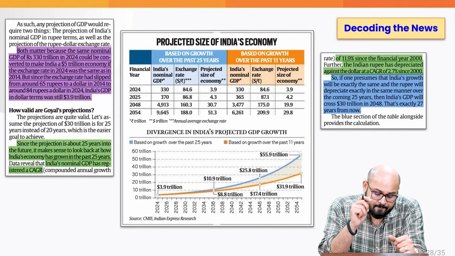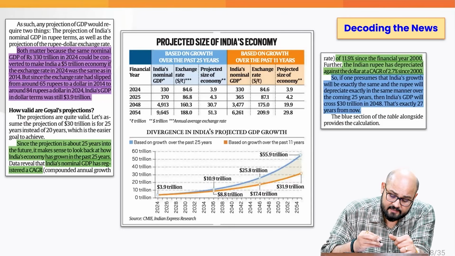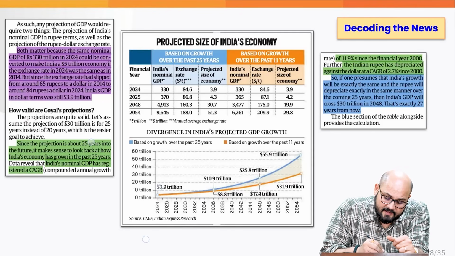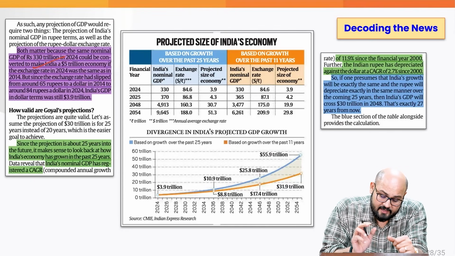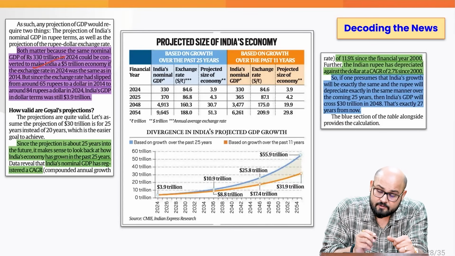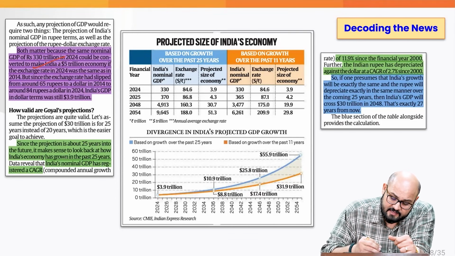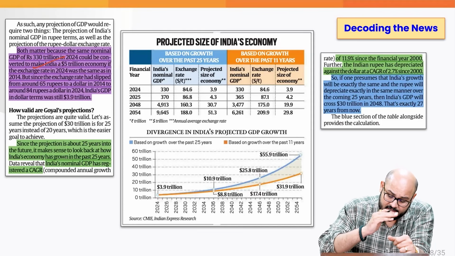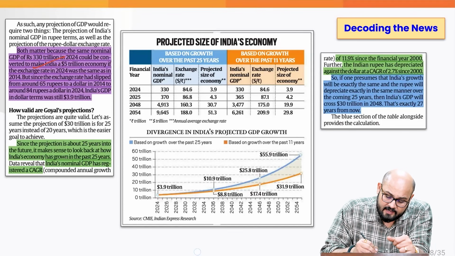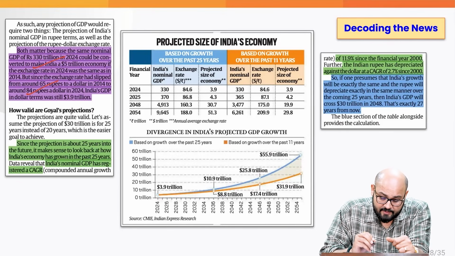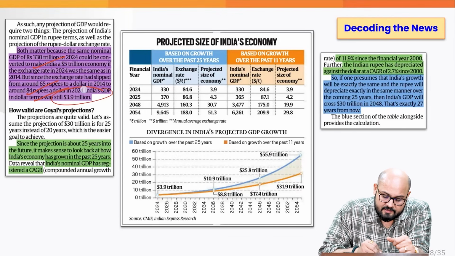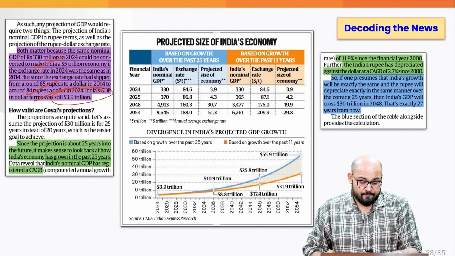Both these matter because the same nominal GDP of 330 trillion rupees in 2024 could be converted to make India's GDP a $5 trillion economy if the exchange rate in 2024 was the same as that of 2014. So that also matters. Exchange rate also matters. But since the exchange rate had slipped from around 65 rupees to a dollar in 2014 to 84 rupees a dollar in 2024, India's GDP in dollar terms was still $3.9 trillion.